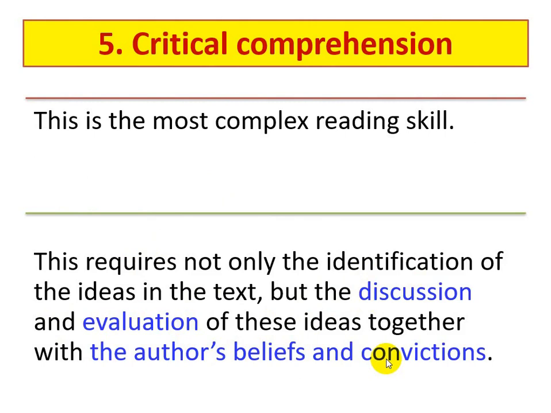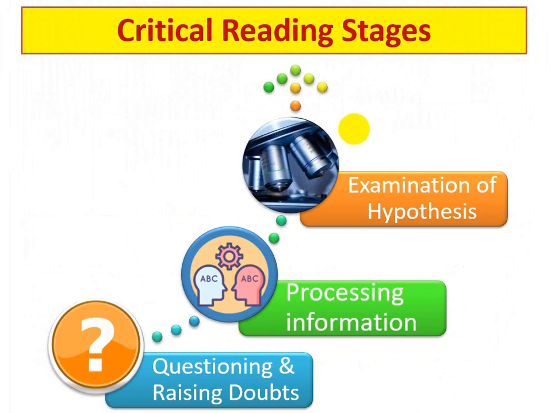In this case, you can explicitly criticize the work, not only the work, you can also criticize the author's beliefs and convictions. So this is the most advanced skill of comprehension here, which is the critical comprehension. So these were the 5 comprehension skills involved in the critical reading. Let's move now. What are the stages of critical reading?